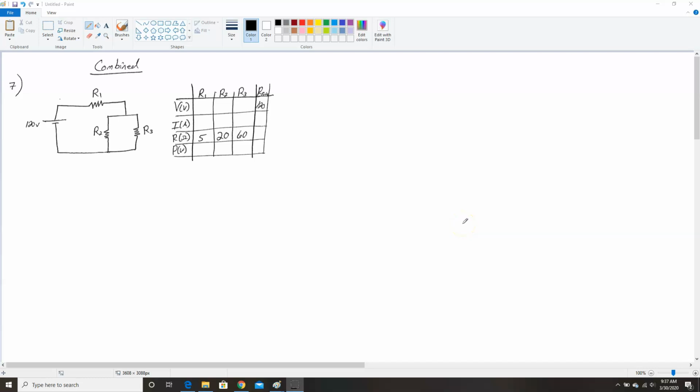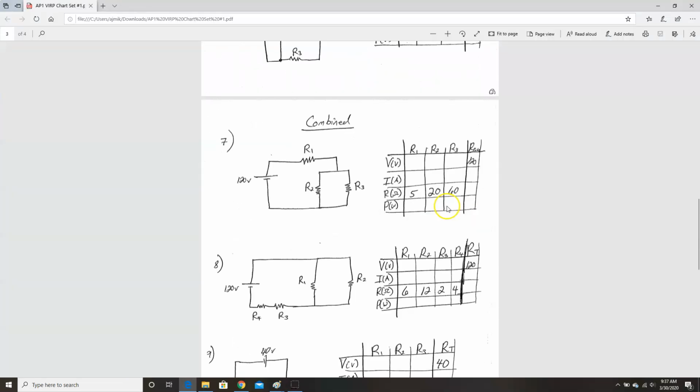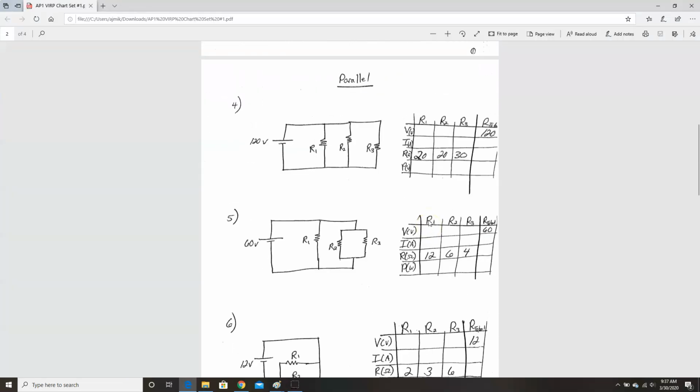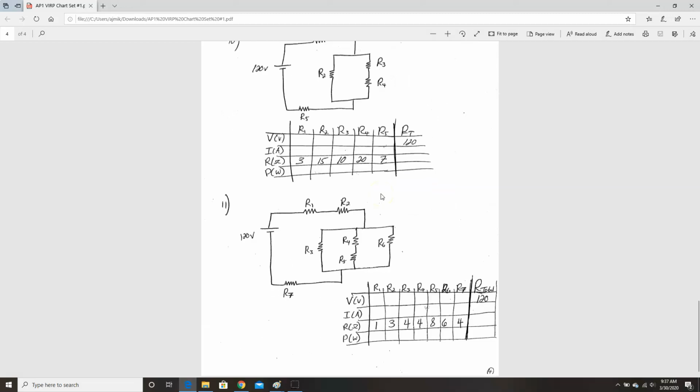Hello again. So this video is going to be about Virp charts 7 and 10. Before we begin, just want to take a look at the packet really quick. By now you should have 1, 2, 3, 4, 5, and 6 done. 8 and 9 will be the two you're able to do afterwards.